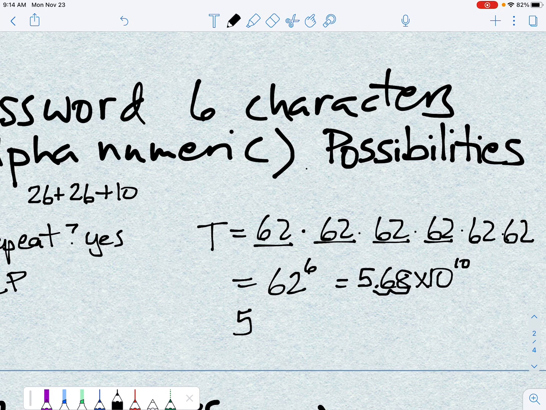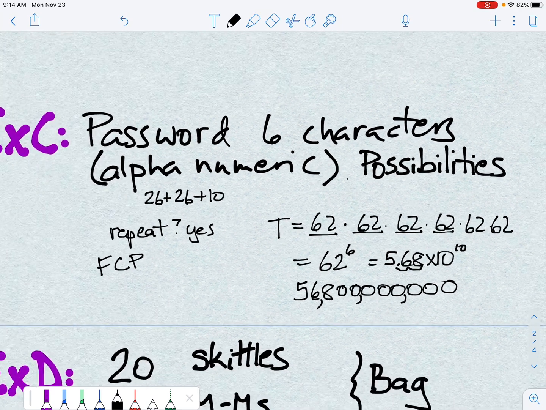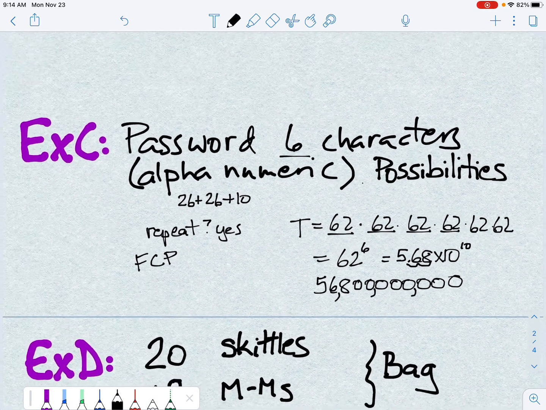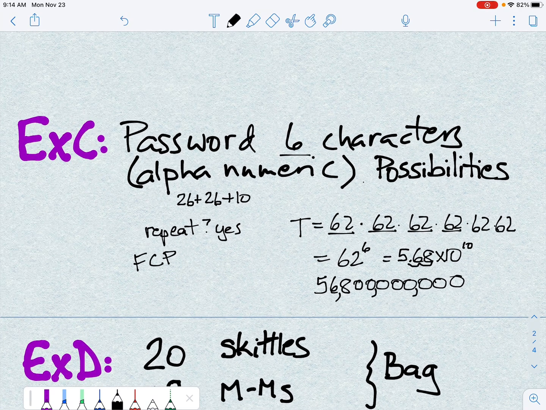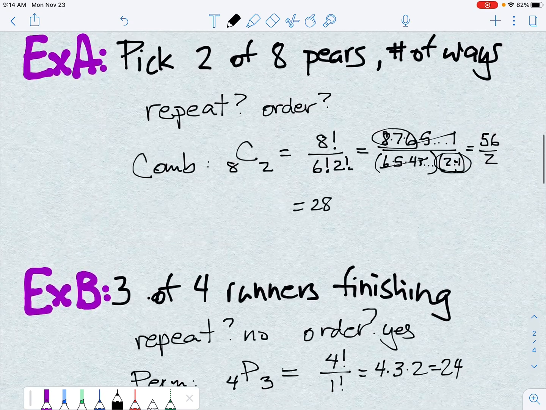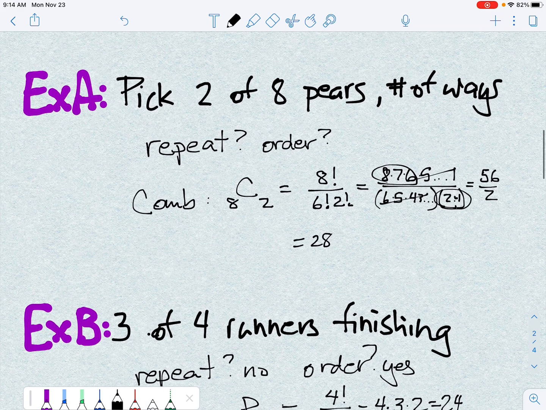So we have 568, and then I've got 8 more zeros after that. So I'm going to count them out. 1, 2, 3, 4, 5, 6, 7, 8. And then I'm going to just put a few commas in there. So I can read it out as 56,800,000,000 possibilities. So again, that's just a 6-character alphanumeric possibilities without even looking at symbols. Fun, fun, fun. All right, have fun in your homework and review for the final exam.